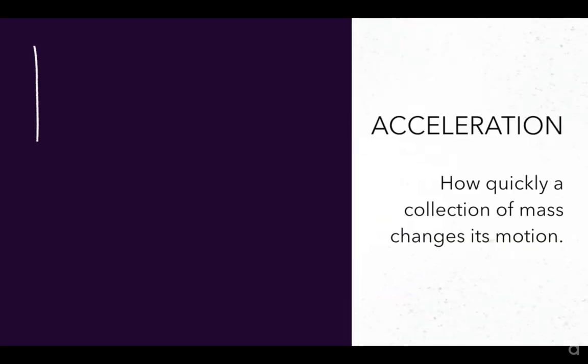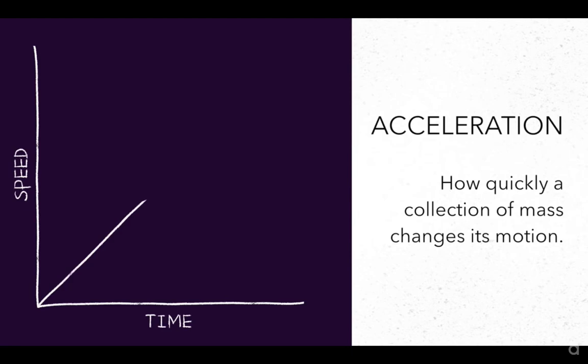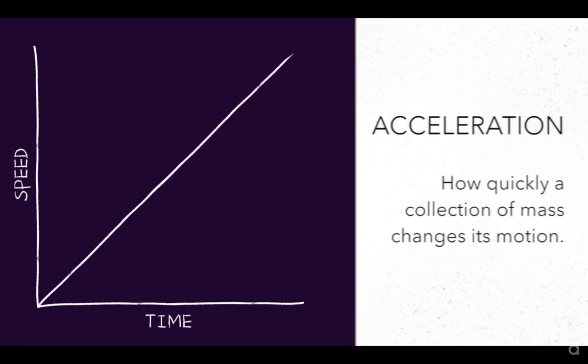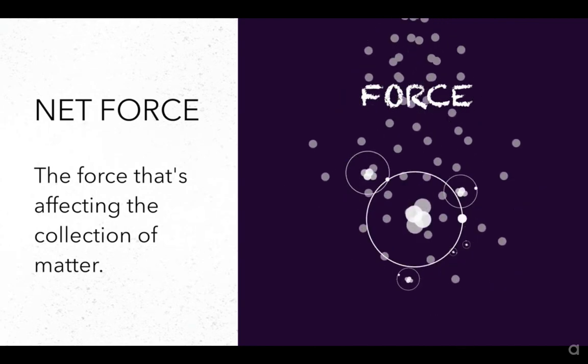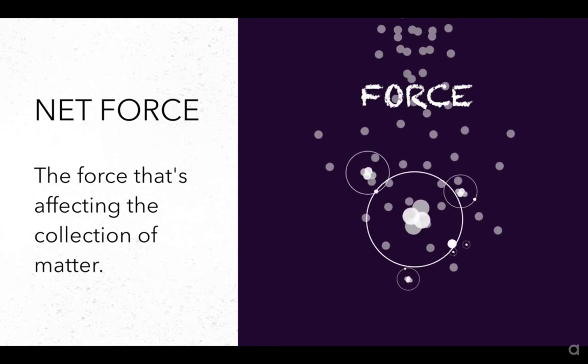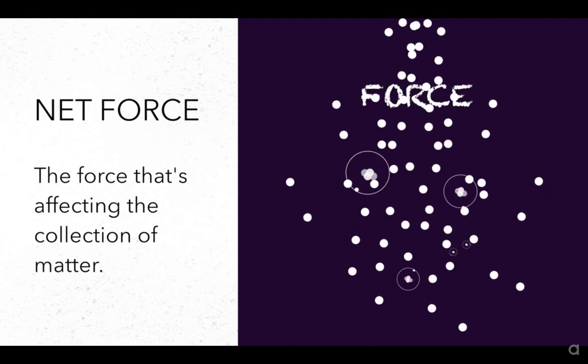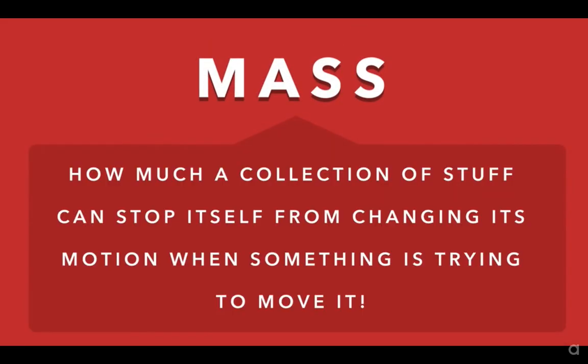Next, acceleration is just a fancy way to say how quickly something changes its motion. And last but not least, a net force is just the entire force affecting this collection of matter. So we could rewrite the definition of mass to say how much a collection of stuff can stop itself from changing its motion when something else is trying to move it. Okay, that makes more sense, right? You don't really need to know that. It's a little bit complicated.